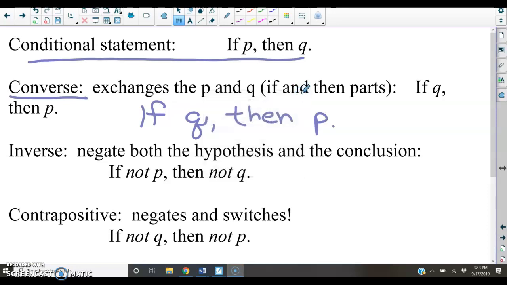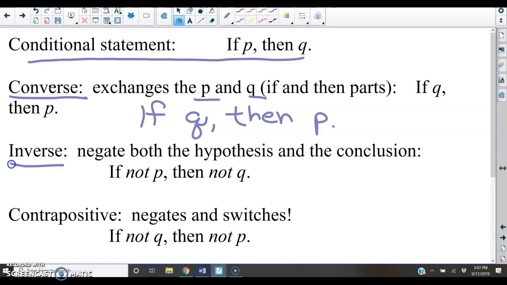All right, we took a look at this with day one. Any conditional statement we would like to put in if-then form. Milk cows are black and white. If a cow is a milk cow, then she is black and white. The converse exchanges the P and the Q, the if part and the then part. So then our cow statement would be, if a cow is black and white, then she is a milk cow.